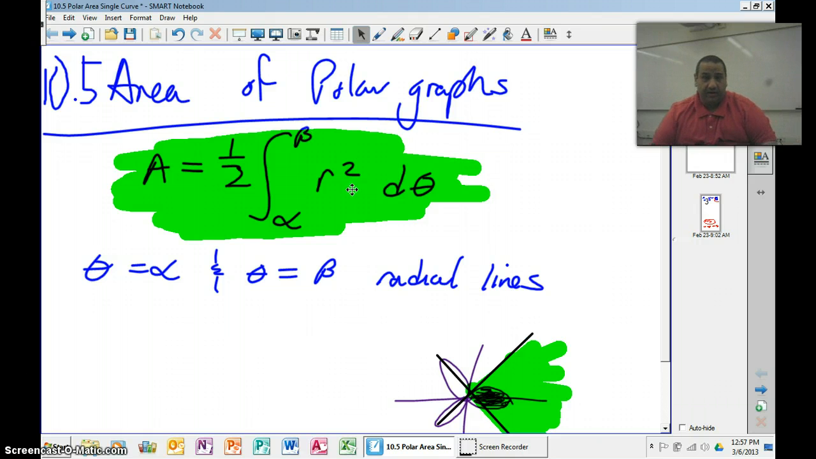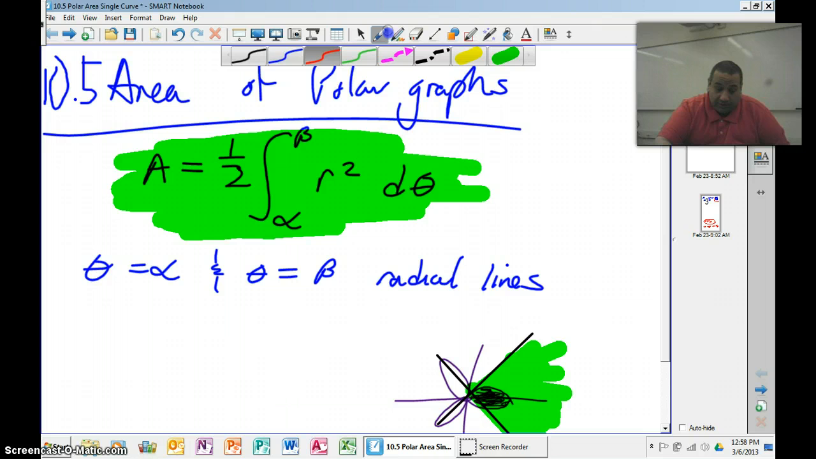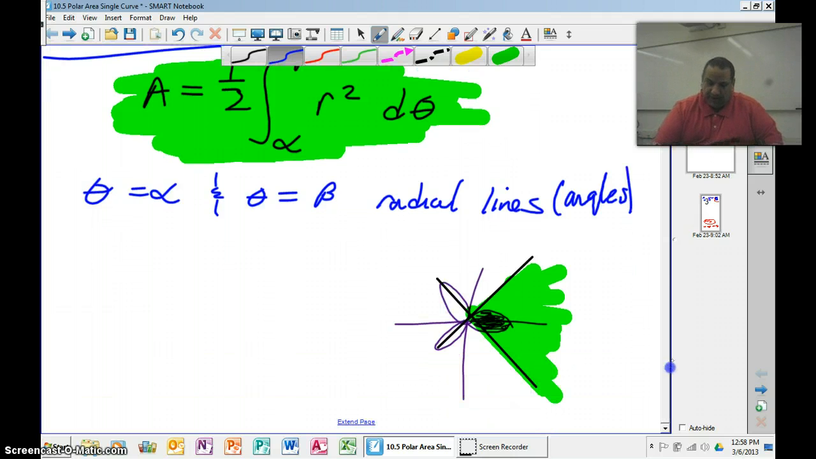R squared is the function, and alpha and beta are radial lines. Sometimes if you don't know what radial lines are, these are angles. Okay, these guys are angles. All right, so an example would be, if you'd like to see an example, here's a three petal rose.